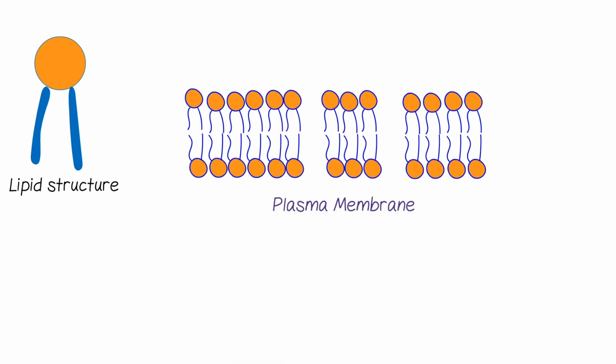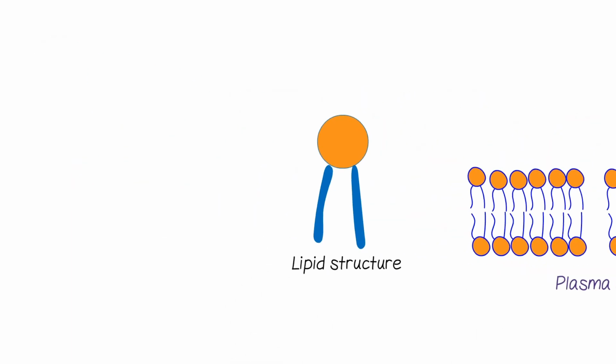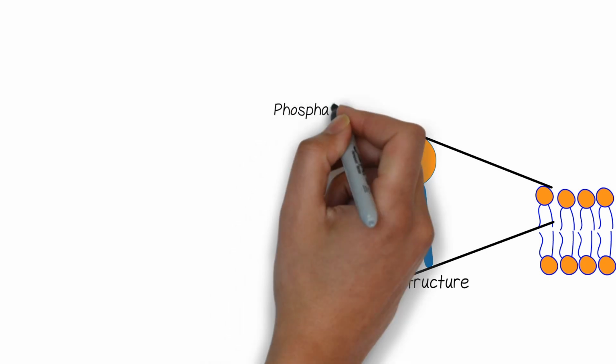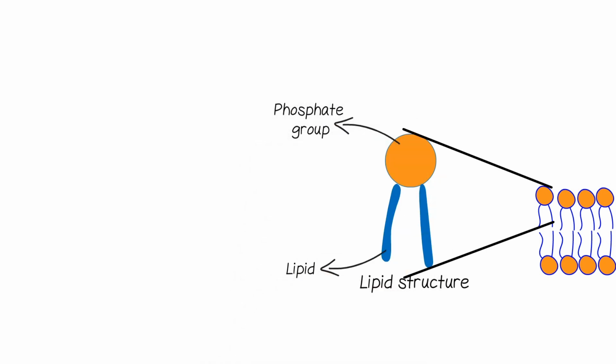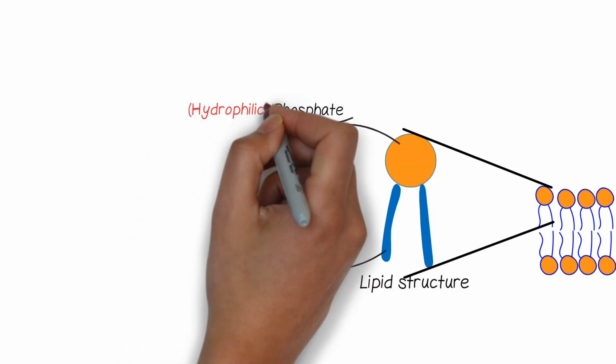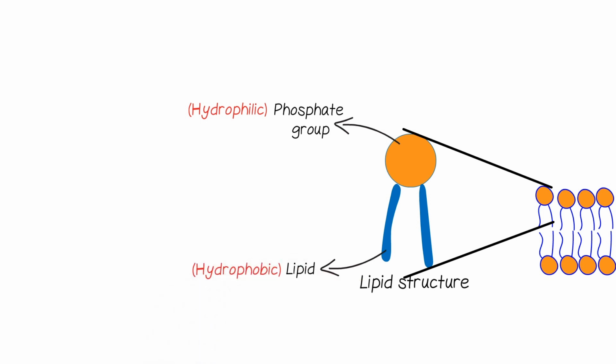Alcohols disturb the normal arrangement of lipid structure of bacterial plasma membrane. We know that the plasma membrane is formed by several phospholipid molecules. Phospholipid is composed of a phosphate group and a lipid. The phosphate group is hydrophilic, and the lipid is hydrophobic.